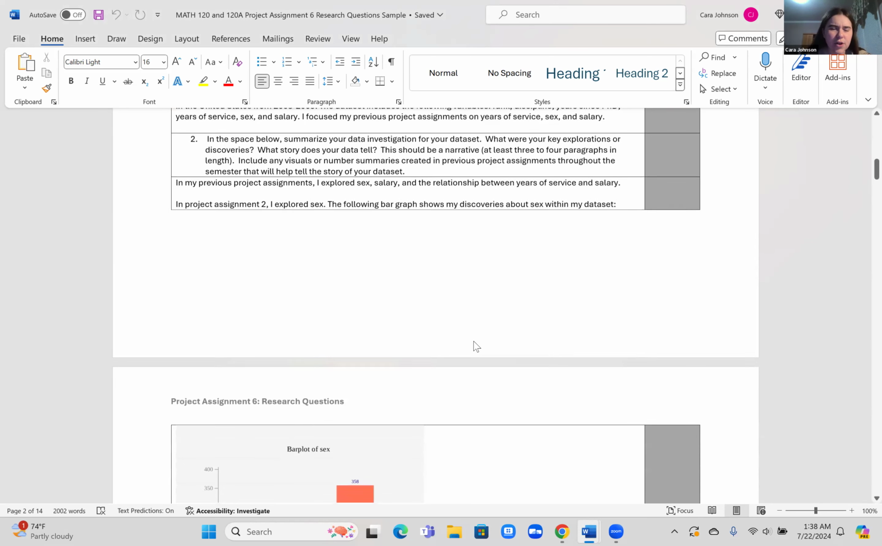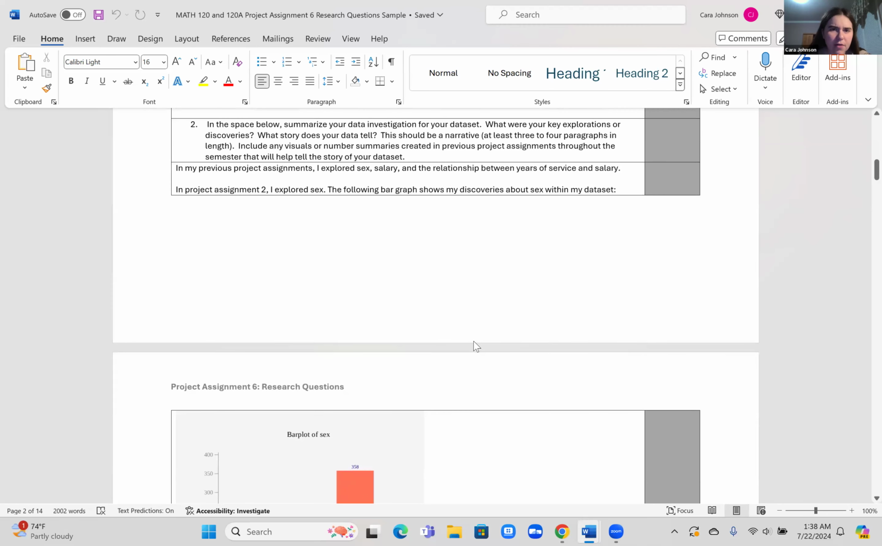And then question 2. In the space below, summarize your data investigation for your data set. What were your key explorations or discoveries? What story does your data tell? This should be a narrative, include any visuals or number summaries created in previous projects. That will help tell the story of the data set. So this shouldn't be too much new writing here.